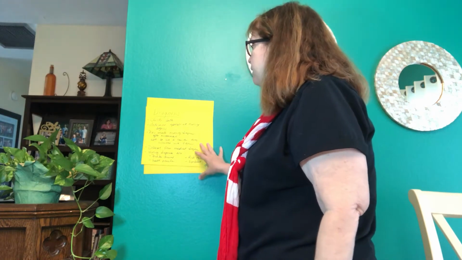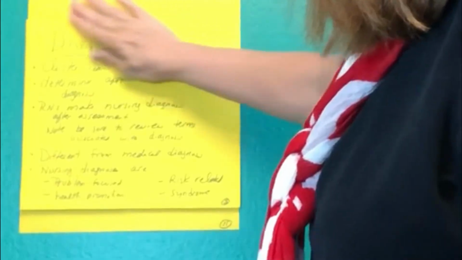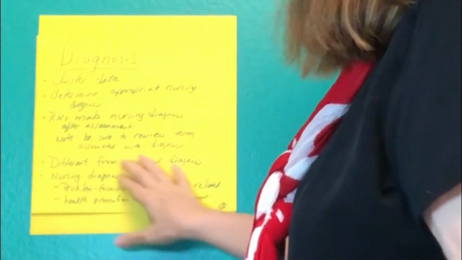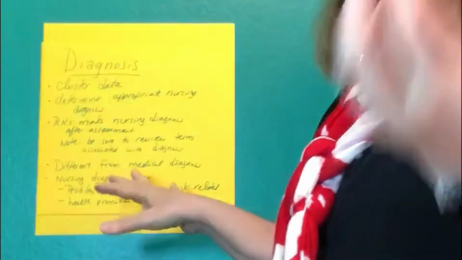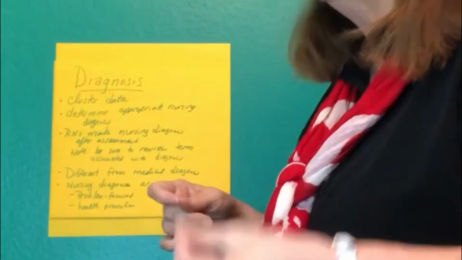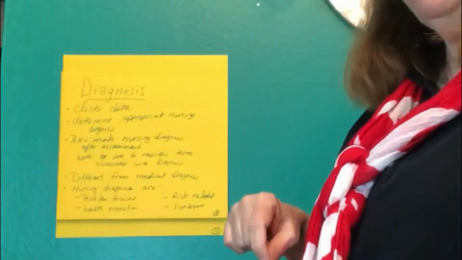We want to determine the appropriate nursing diagnoses, and those are very specific, and you're going to find them in Appendix A. You make your nursing diagnosis after your assessment. Be sure to review in your textbook, there are different terms that modify the diagnosis, and I want you to look those up. I didn't write all those down. It's different from medical diagnosis.